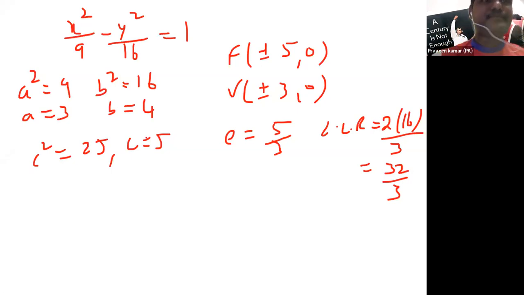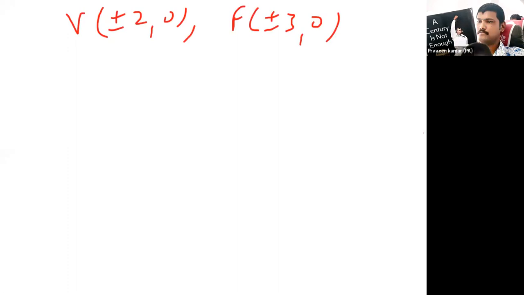Be ready to solve. Next question. Vertices is given plus or minus 2 comma 0. Foci is plus or minus 5 comma 0. Find the equation. Find the equation, dear students.